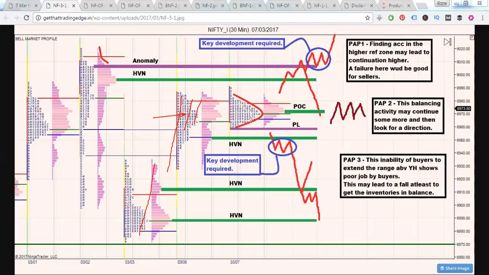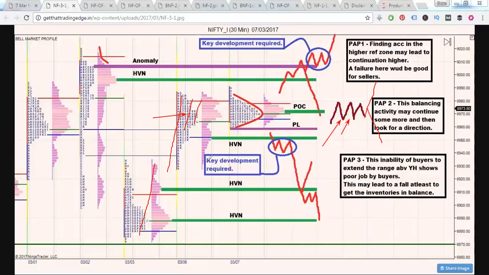A few possibilities. Either we just plainly continue this balancing activity and move sideways for a while tomorrow, complete this distribution process, and distribution or reaccumulation we cannot be sure right now, and then attempt to take a directional call, either move higher or move lower. So that is one potential auction path.